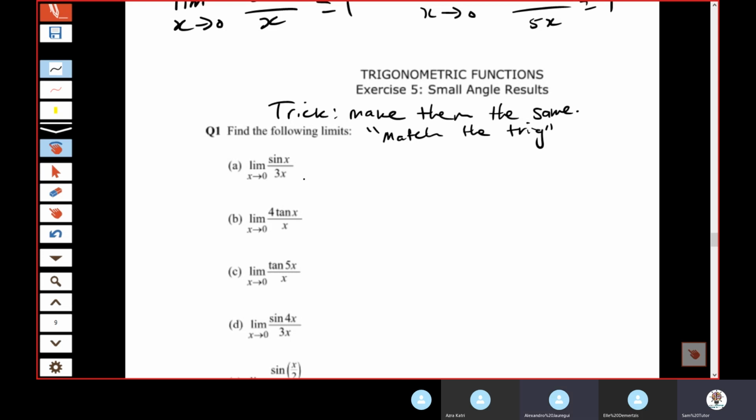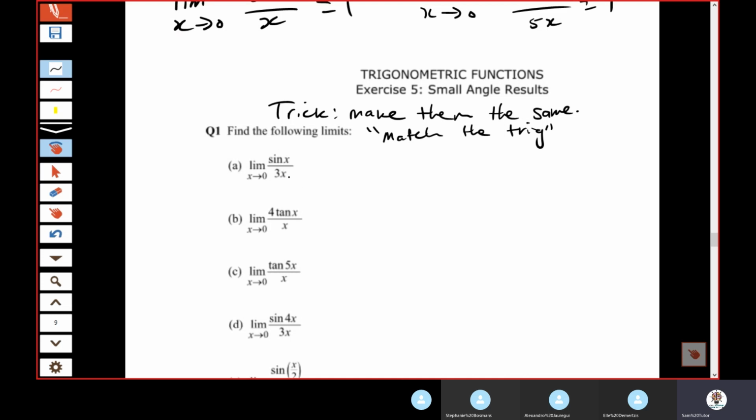Would you make the top 3x? The problem with making the top into 3x is that this is actually an angle. Now imagine you wanted to make this into a 3x. How do you make sine x all of a sudden become sine 3x? You'll say, oh, Sam, times it by 3, right? Well, if you said times it by 3, it would look like this: 3 times sine x. You can't actually change angles.